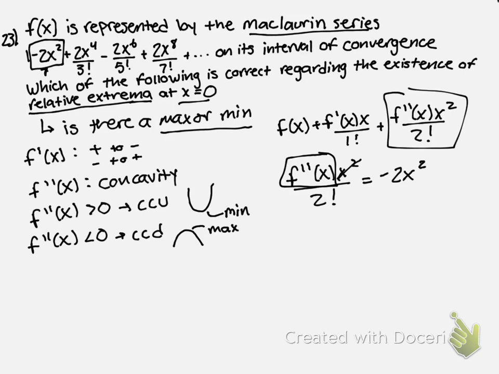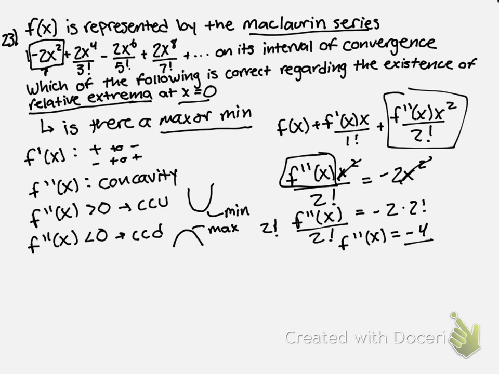So now we just have to solve for what f double prime of x is. So we have these two cancel out. So we have f double prime of x over 2 factorial equals negative 2. And we just cross multiply. So we're given that f double prime of x equals negative 4.